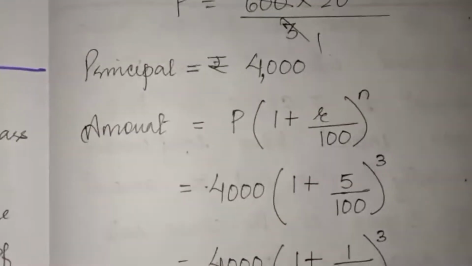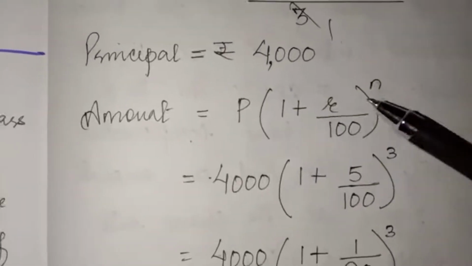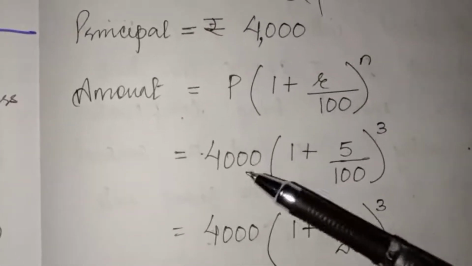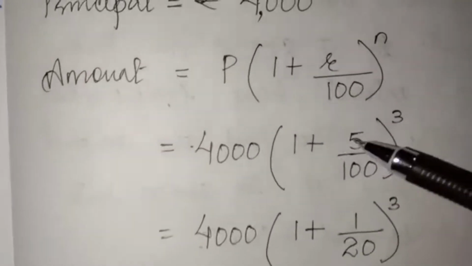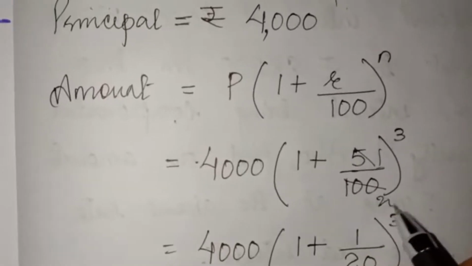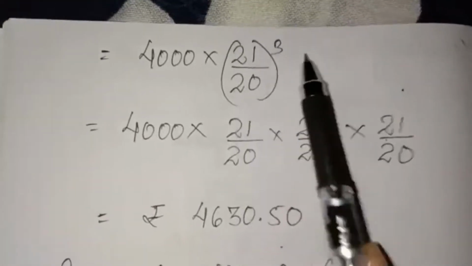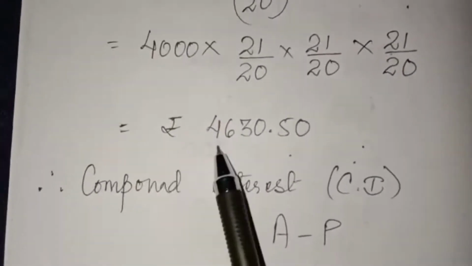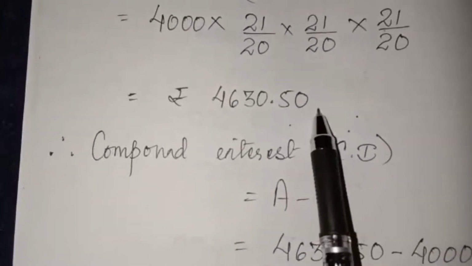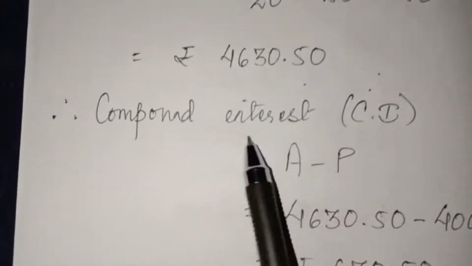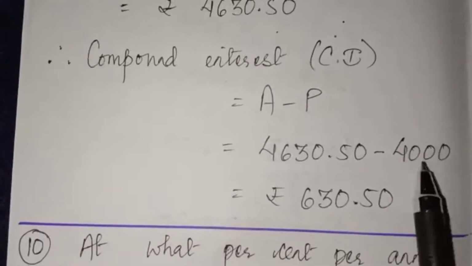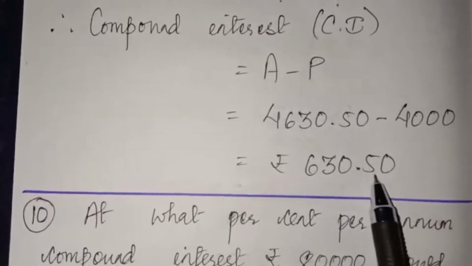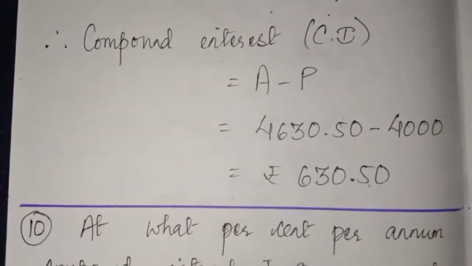So of this principal you have to find amount and compound interest. It is compounded annually. So formula is P(1 + R/100)^n. So 4000 is the principal, rate is 5, time is 3. You can cancel this, 5 ones are 5, 5 20s are 100. Now take LCM, you'll get (21/20) whole cube. Now simplify this, you'll get rupees 4630.50. So we got amount, we will find compound interest. Compound interest is amount minus principal, so it is rupees 630.50. So this is the compound interest of that principal.